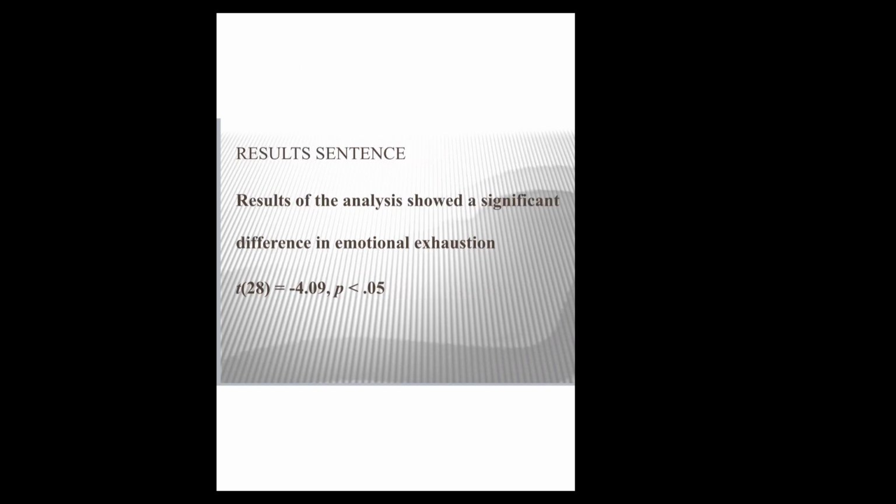Okay, so the next thing that happens is go to the results section. It's that sentence, I'm sorry. Results of the analysis showed a significance. Now this is either going to be a significant or non-significant difference in emotional exhaustion. And then you have your formula. Okay, we're going to jump ahead. And you see how it's here: t(28) = -4.05, p is less than. This is italicized, and the t is italicized over here. In this case, it was a significant difference because this was 0.000.